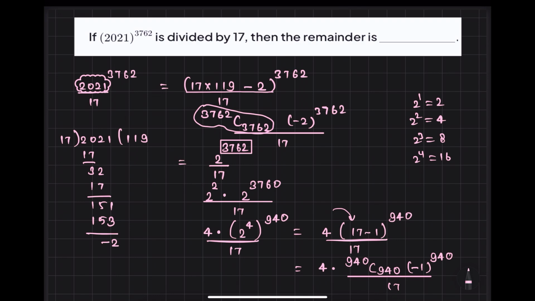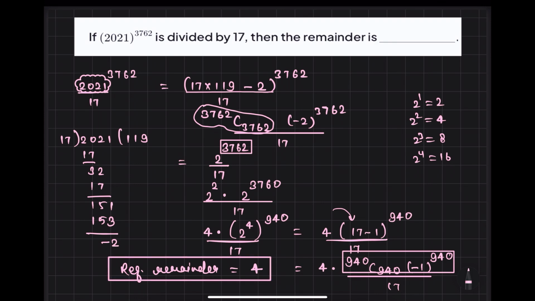So this means 940 C 940 is 1, and minus 1 power even is 1. So you got this element as 1. So 1 into 4 is 4, right? So the required remainder is 4. If you divide 2021 to the power 3762 by 17, you will get remainder as 4. I hope you got the approach.